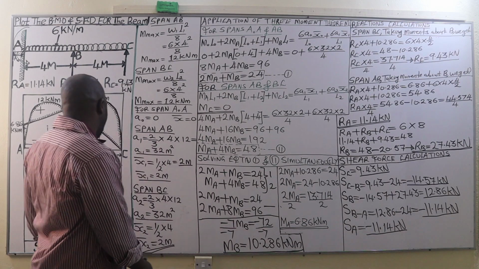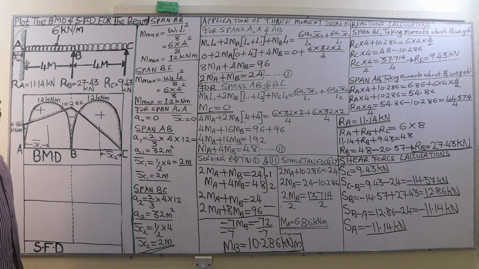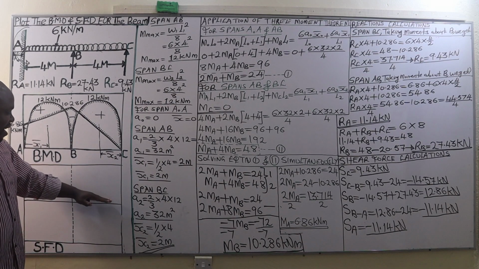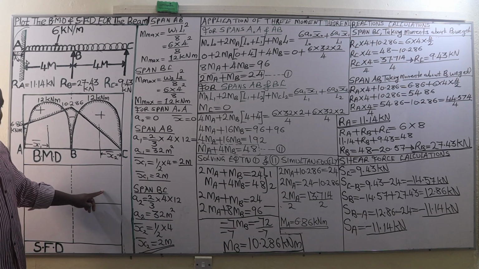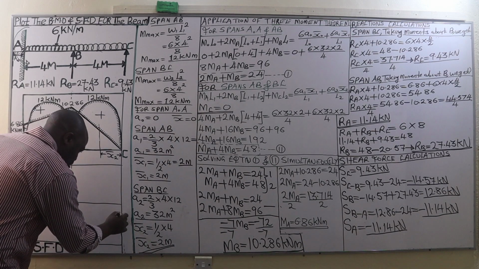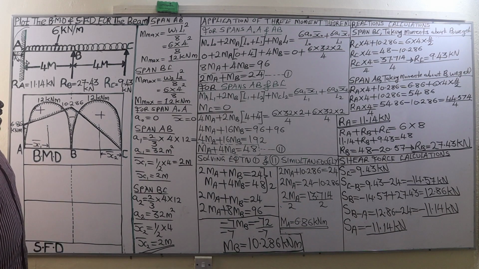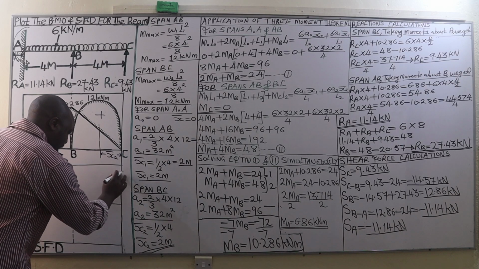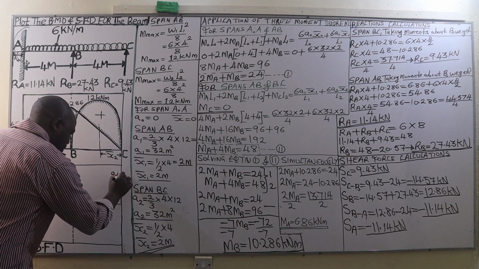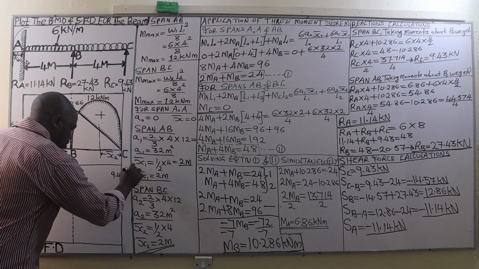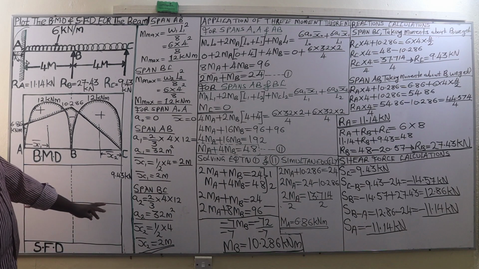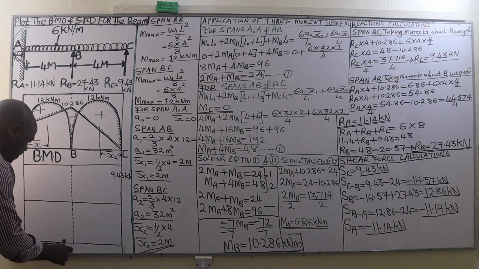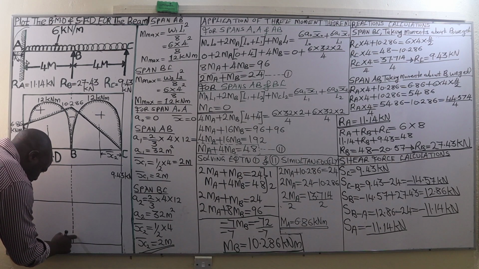This is how our diagram is going to look like. We are going to begin with the support C. And remember, the positive shear forces will appear above this horizontal line, and the negative shear forces will appear below this horizontal line. The shear force at C is 9.43, so let us have it at that point. So that is 9.43 kilonewtons. Shear force between C and B will change uniformly from 9.43 to negative 14.57. So negative 14.57, let it be there.